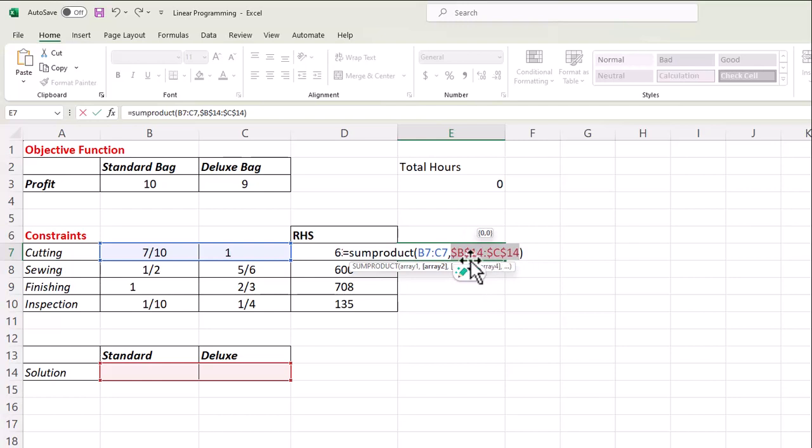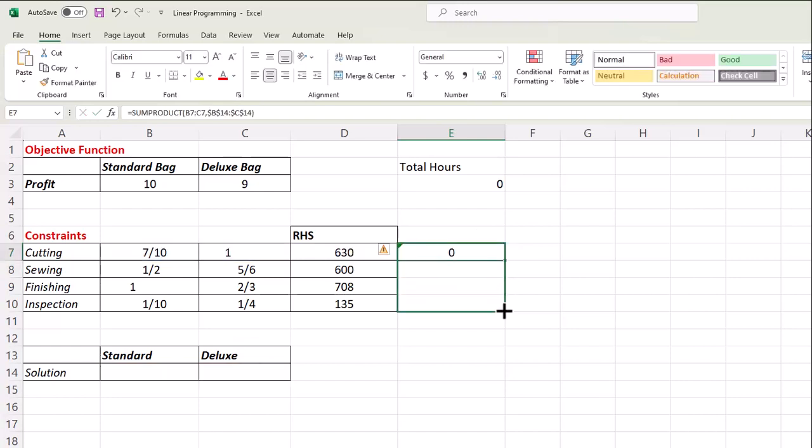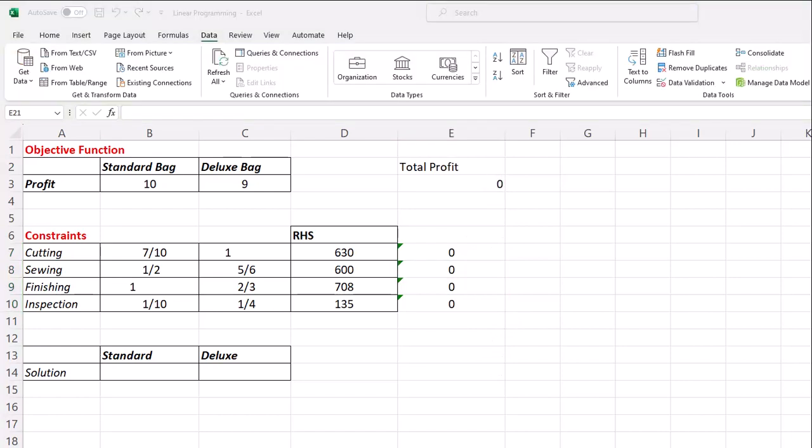Okay, I have logged these values because they are subject to constraint. All four equations have x1 and x2, so we can literally drag it down and it will come all zero here. Now we are done with creating the equations in Excel.